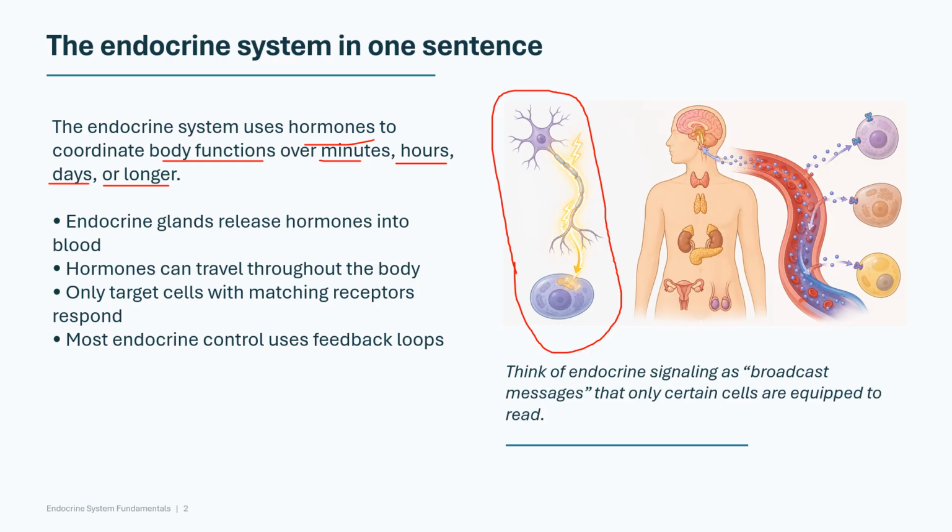There are these endocrine glands that will be releasing hormones into the blood, which will travel throughout the body. Now, only certain target cells that have a matching receptor for these particular hormones will respond. Most of the endocrine control is taking place with the use of these feedback loops, which we will discuss. So think of endocrine signaling as a broadcast message that only certain cells are equipped to read.